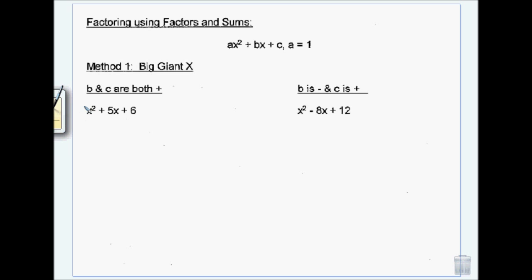The big giant X works when this x squared right here, so it's ax squared plus bx plus c, and that a is a 1. So essentially it's not there. That's when the big giant X works. So, big giant X. I'm going to draw a big giant X. I'm going to put a multiplication sign there, and I'm going to put a plus sign here.